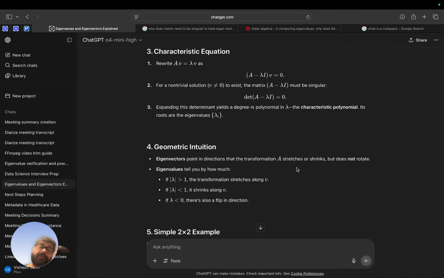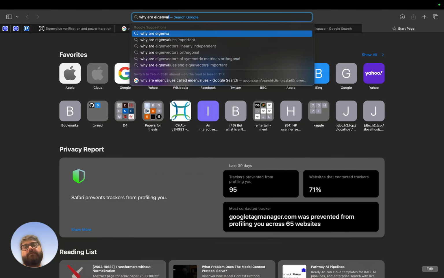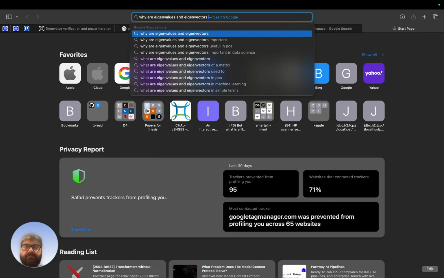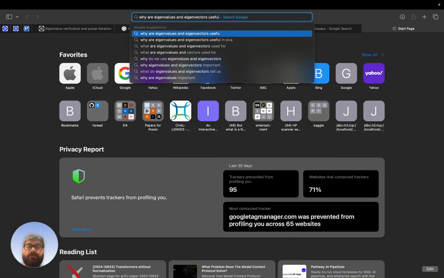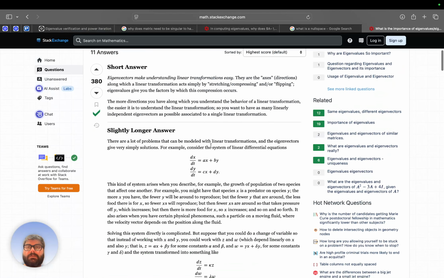And the geometric intuition of this is essentially that, since it's just scaling the same vector, greater than one it expands, less than one it shrinks, and if the sign flips, it changes direction, right? It's pretty straightforward as to what it is. Why is it valuable? Why are eigenvalues and eigenvectors useful? I don't know, let's put it that way.